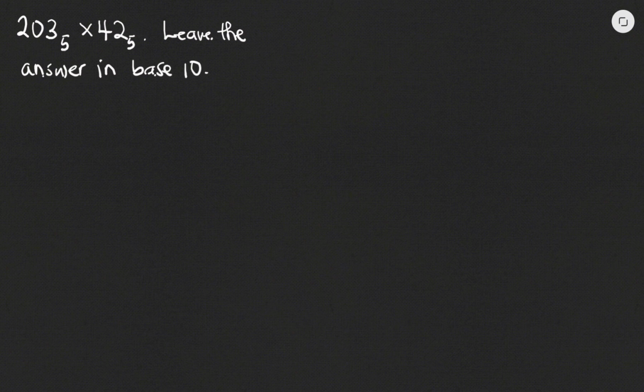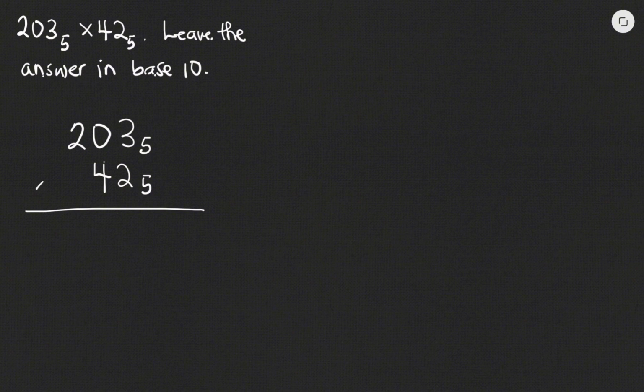Okay, so let's proceed to look at the solution to this problem. So first of all, we have to do our normal multiplication in base 5, and then after we are done, we convert the answer to base 10. So I have over here 203 base 5, and then I have 42 base 5. All right, so we are multiplying.